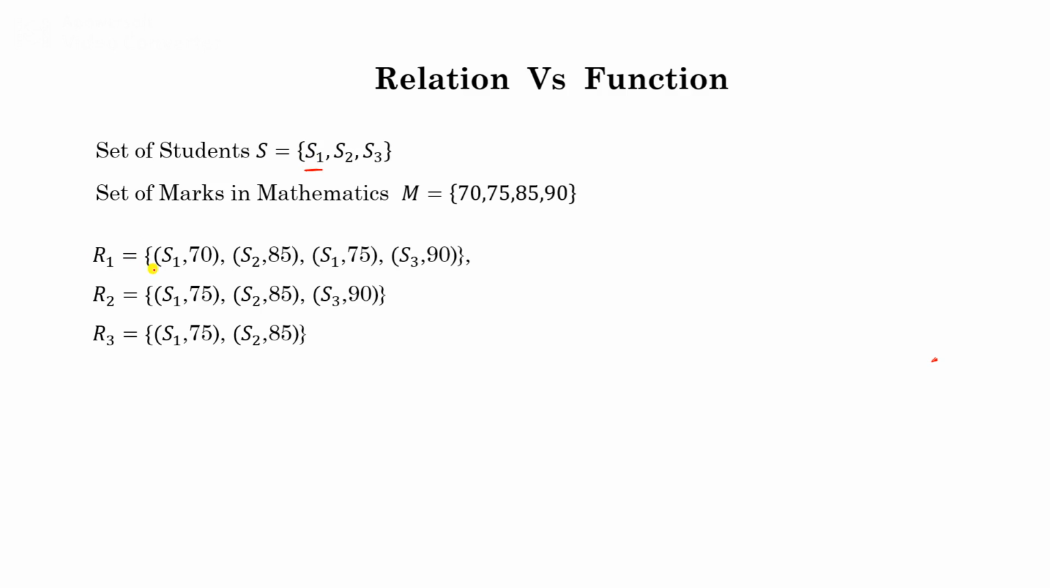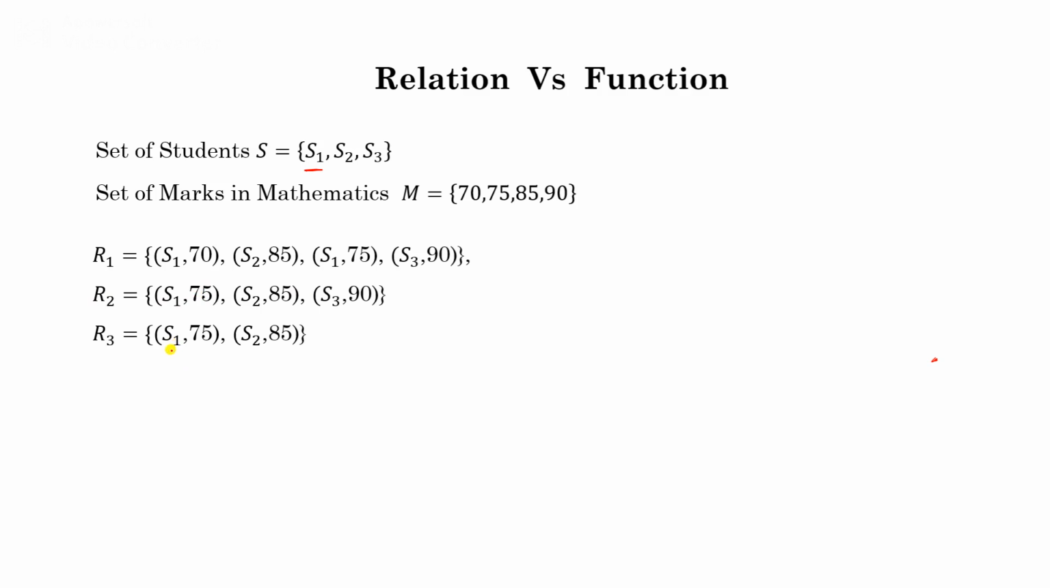Now check R1. In R1 look at this, S1 related to 70 and again S1 related to 75. It means here S1 is related to 70, S1 is related to 75. So though it is a relation, through this relation we cannot get the exact marks of S1 because two different ordered pairs are there in which S1 is there. Now look at this R2, S1 related to 75. So this is the only ordered pair where S1 is there. So from this you can say the marks of S1 is 75.